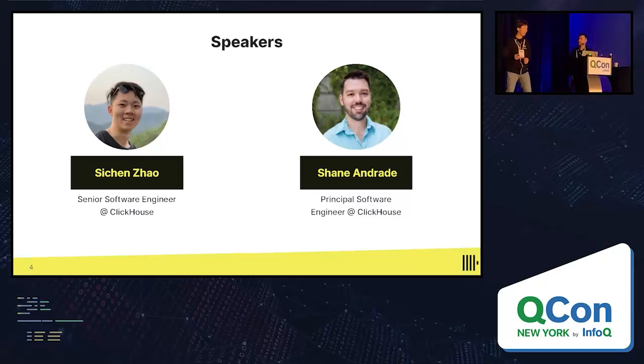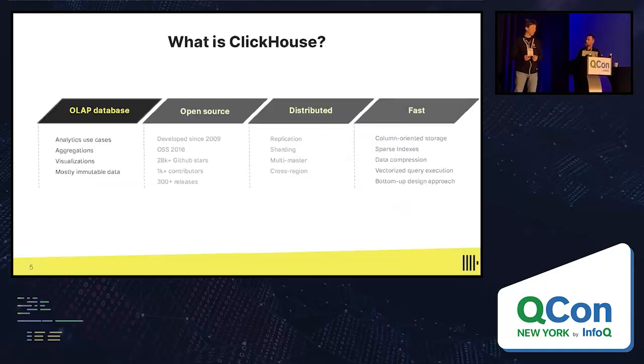Let's get started. What is ClickHouse? ClickHouse is an OLAP database. It's good for analytics use cases, good with aggregation queries, good for support of data visualizations, and it's good with mostly immutable data.